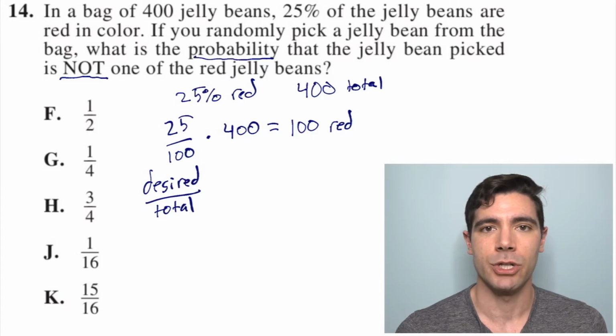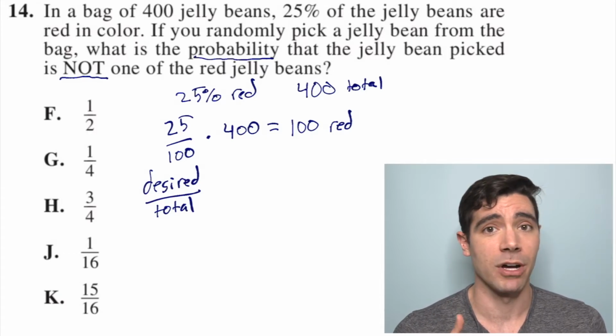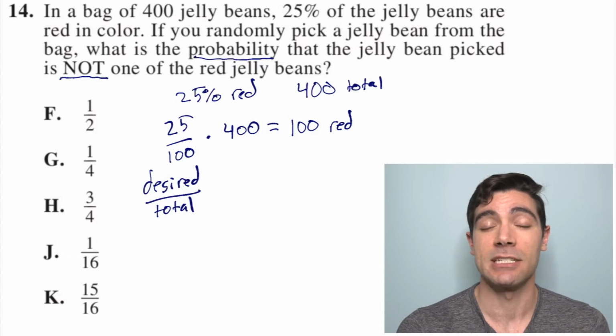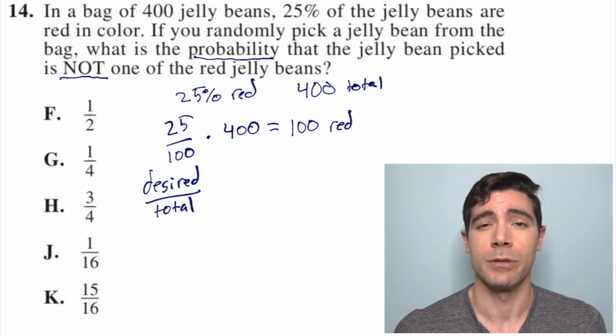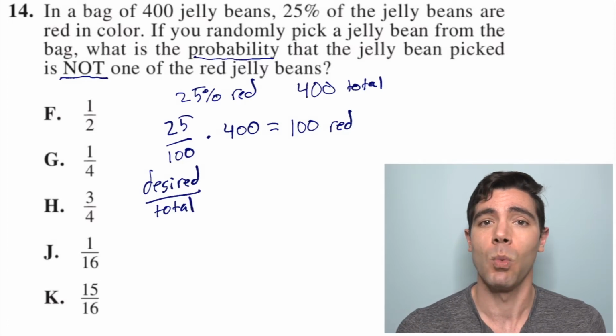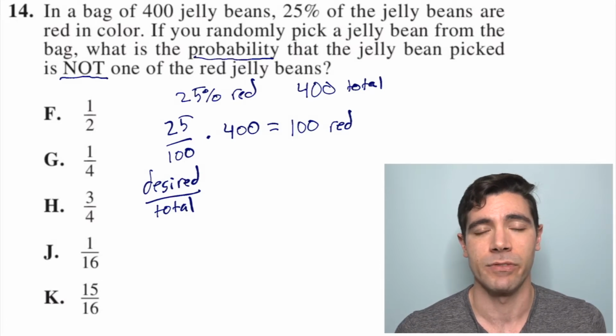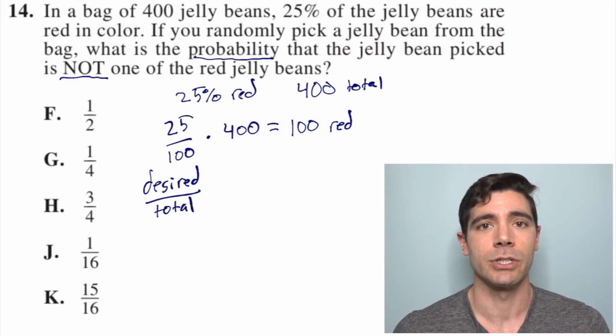Desired outcomes over total outcomes. There's only one outcome in which you roll a 5, right? There's only one side that says 5, but there are 6 possible sides that you could roll. So the probability of rolling a 5 would be 1 out of 6. In much the same way that when you flip a coin, the odds of getting heads are 1 out of 2, right? So we want to know desired over total.